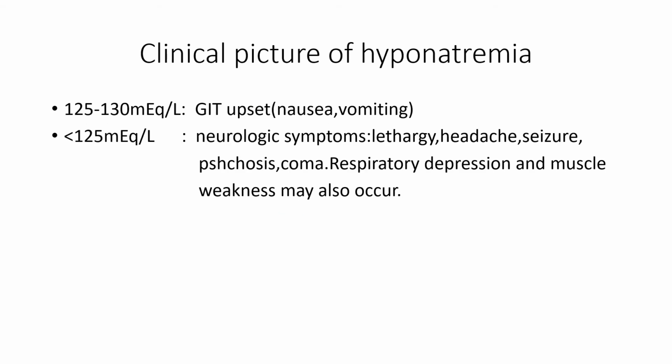The clinical picture of hyponatremia. In mild cases, in which the sodium is between 125 to 130 milliequivalent per liter, we have just GIT upsets in the form of nausea and vomiting. In more advanced cases, we get neurological symptoms in the form of lethargy, headache, seizures, psychosis, coma. Respiratory depression and muscle weakness may also occur.